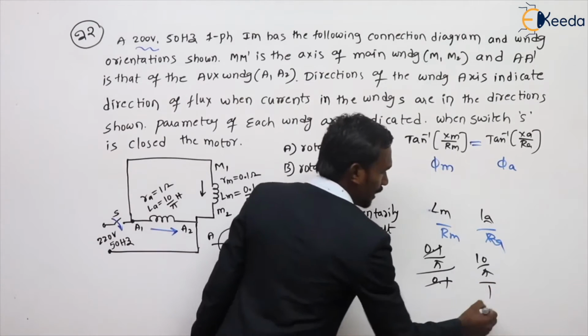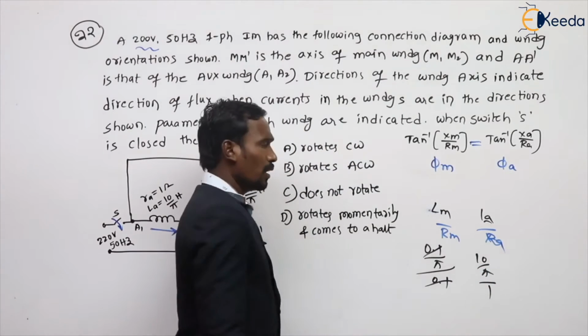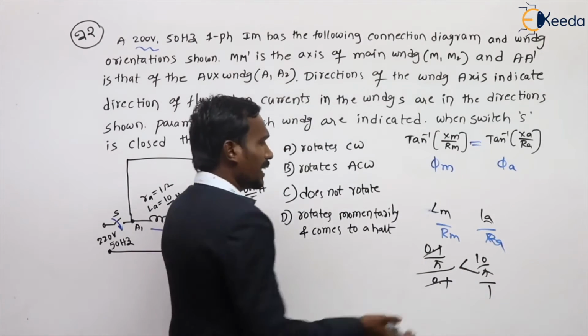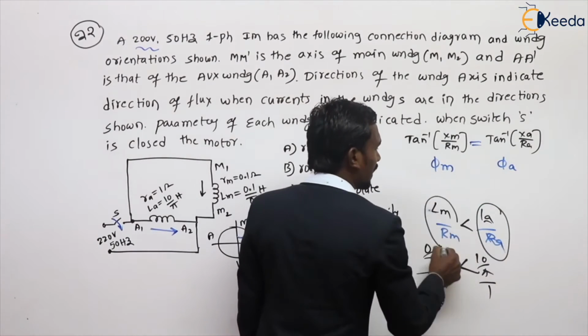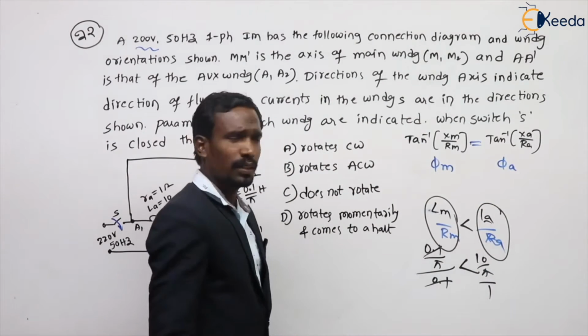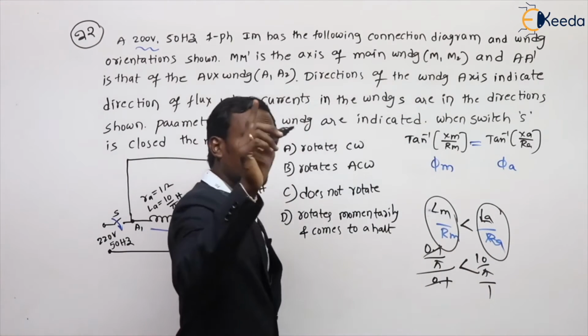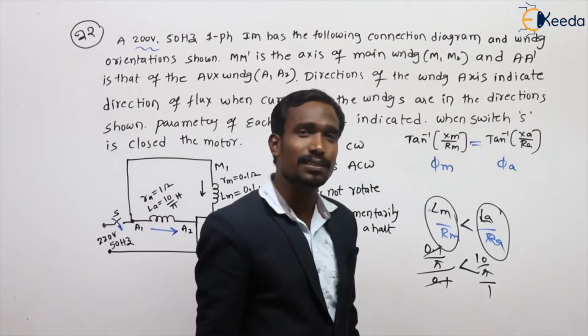And Ra is the 1. So here La is 10 by pi, and Ra is 1. Always 10 by pi is greater than 1 by pi. Nothing but La by Ra is greater than Lm by Rm. When La by Ra is greater than Lm by Rm, then the motor rotates in counterclockwise.